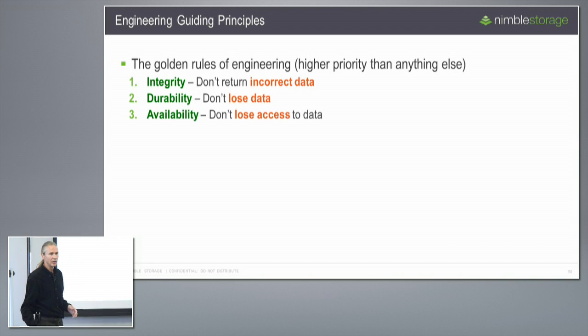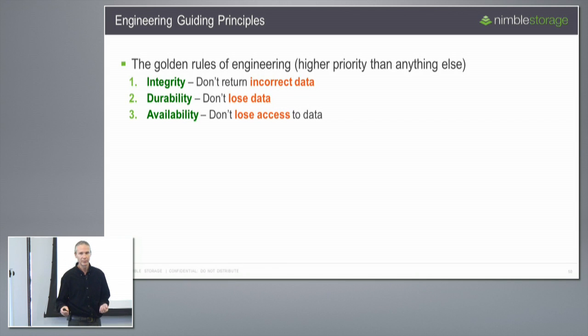And the third one is availability. That is, don't lose access to data. So that the system still has the data. That's the difference from the two. But not now, it's not available right now. The system is down. So we can't have that.